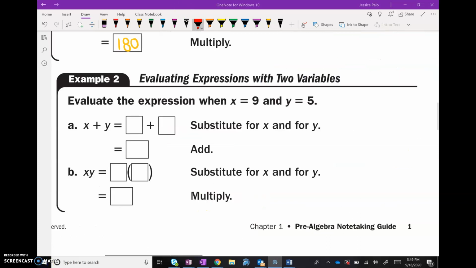In example 2, when you are evaluating expressions with 2 variables, it's important to substitute the correct value to its corresponding variable in the expression. X equals 9, so we will plug in 9 for the variable x, and y equals 5, so we'll plug in 5 for the variable y. The operation in our expression is addition, so our final answer is 14.